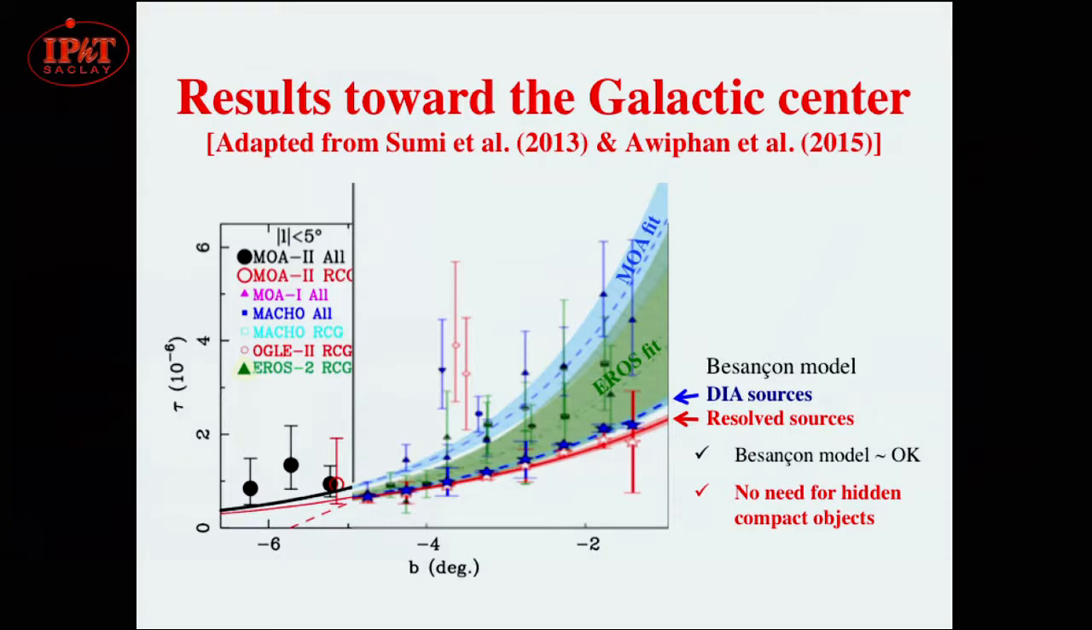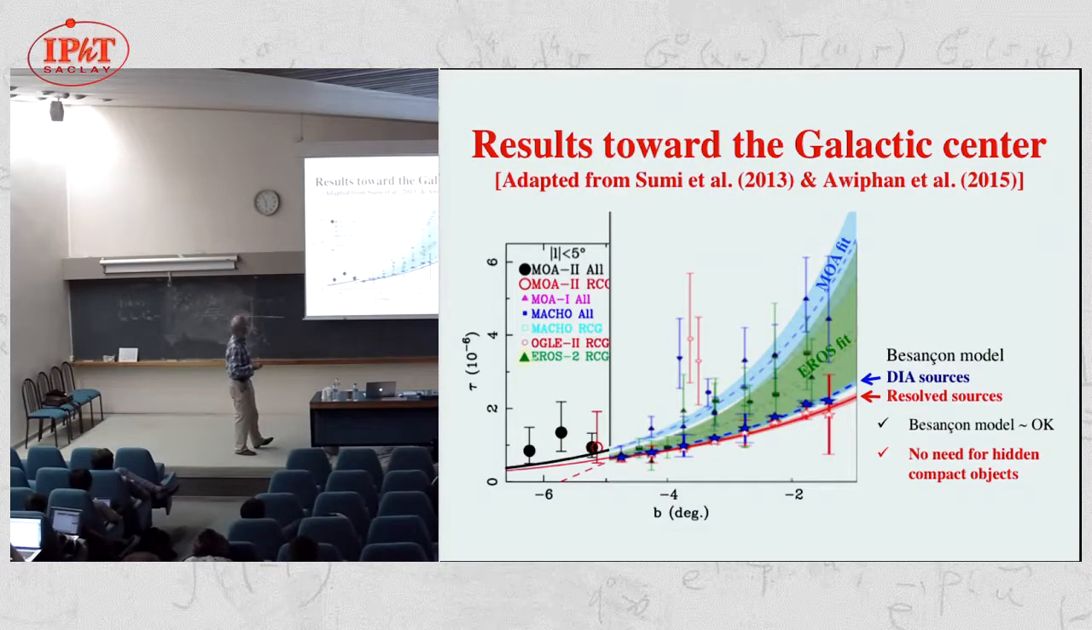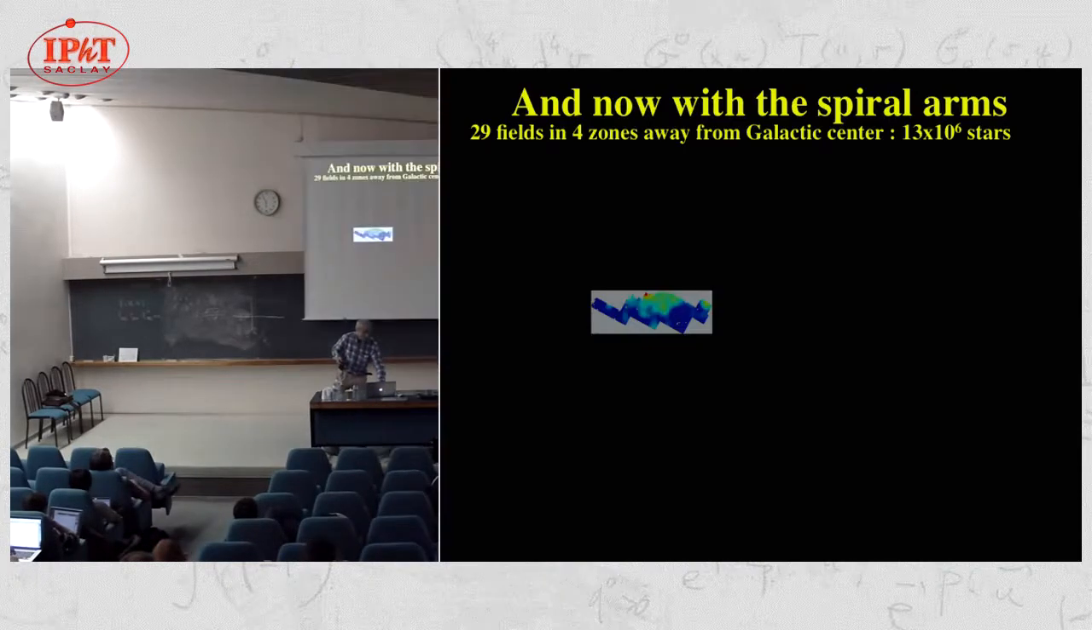And the most updated, I would say, model is the Besançon model, which is a model of the mass distribution, the density distribution within the Milky Way. And there is a good, fair agreement between these results and what is expected from the Besançon model, without assuming hidden mass in the galactic center.